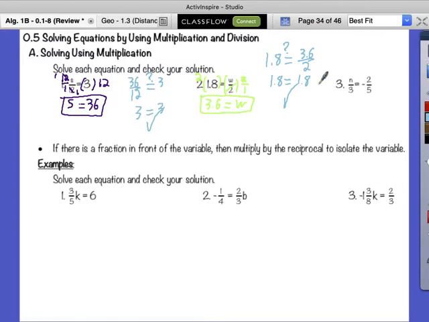I want you guys to try number 3 on your own. N over 3 equals negative 2 over 5. When you have it or have questions, raise your hand, and Mrs. Hadwin will come around. Good luck today. May the course be with you.